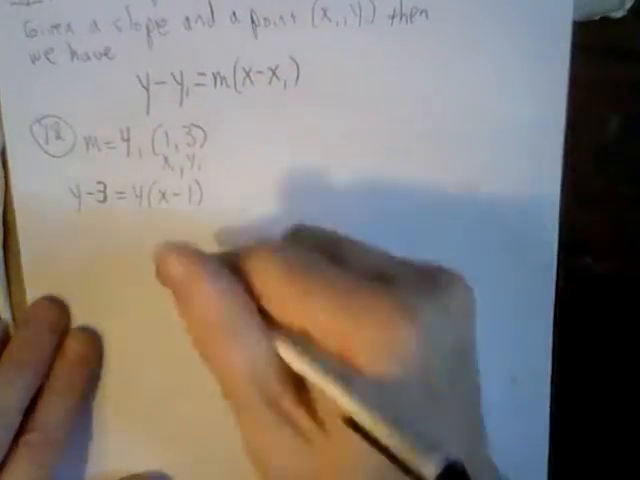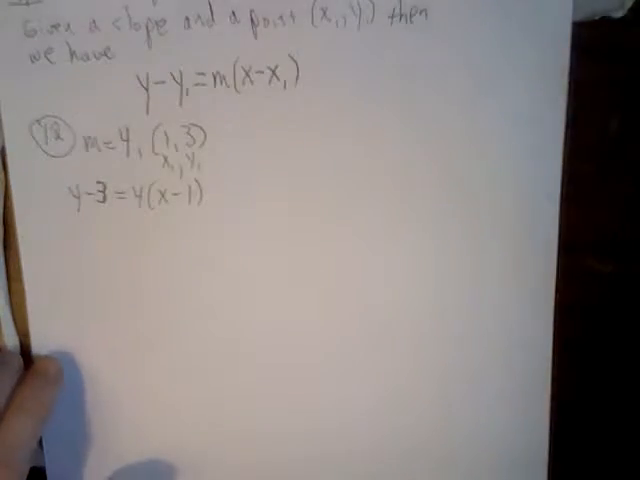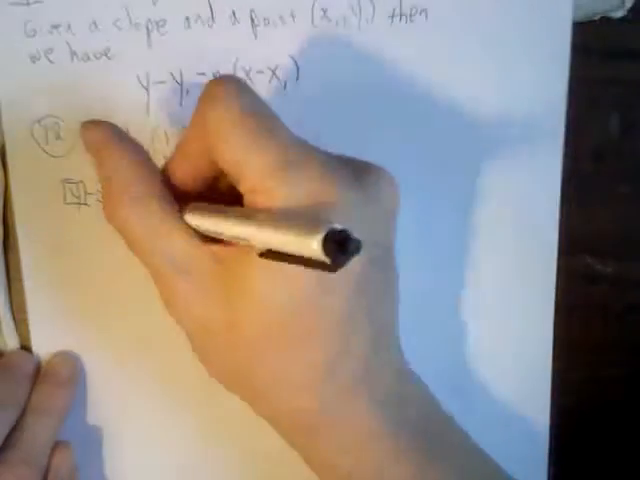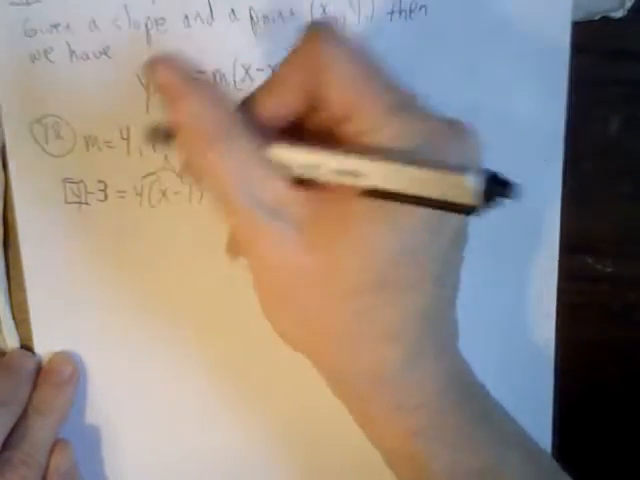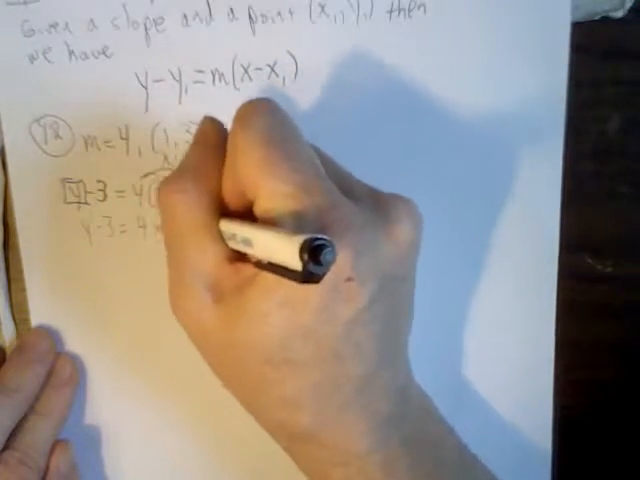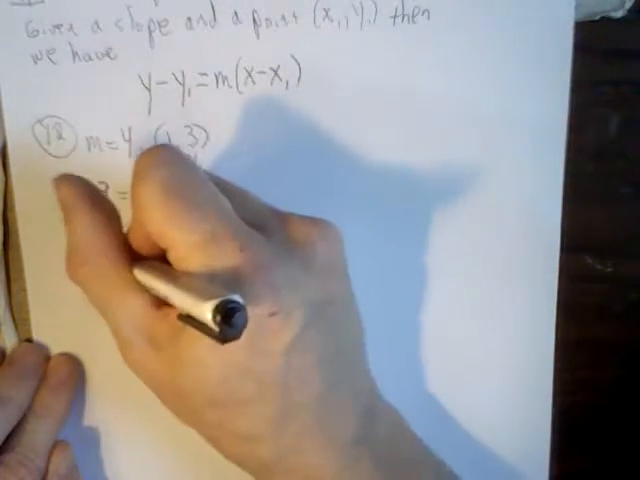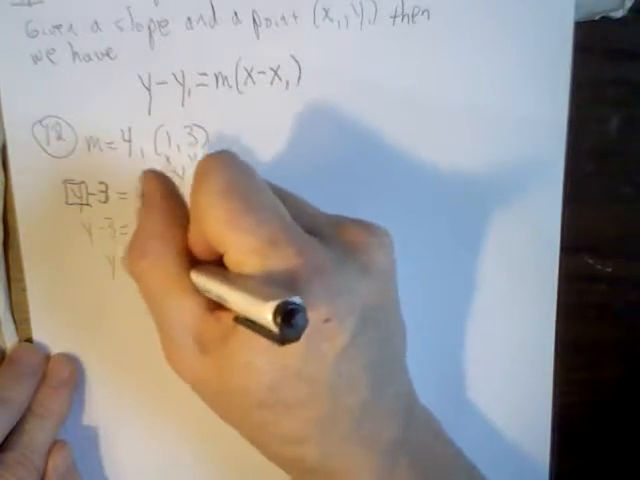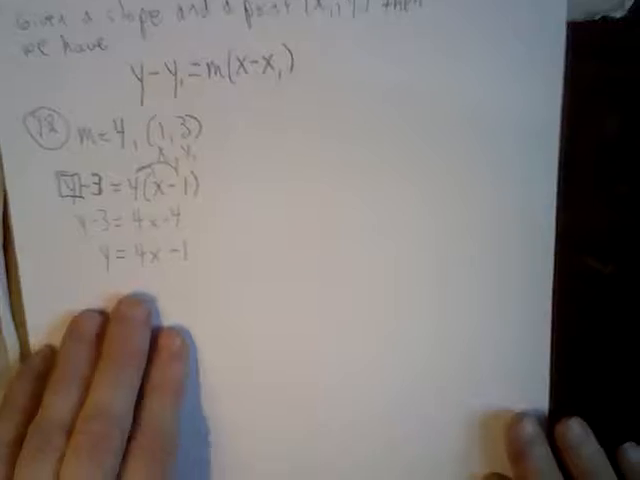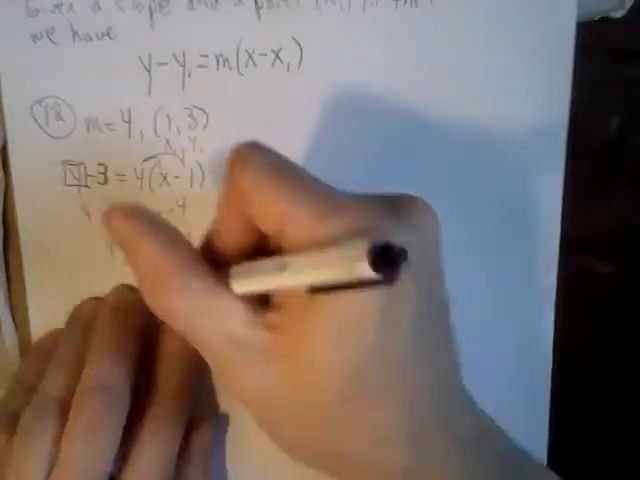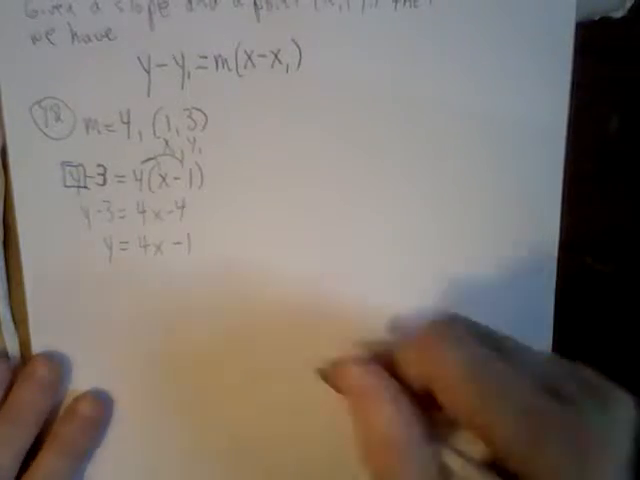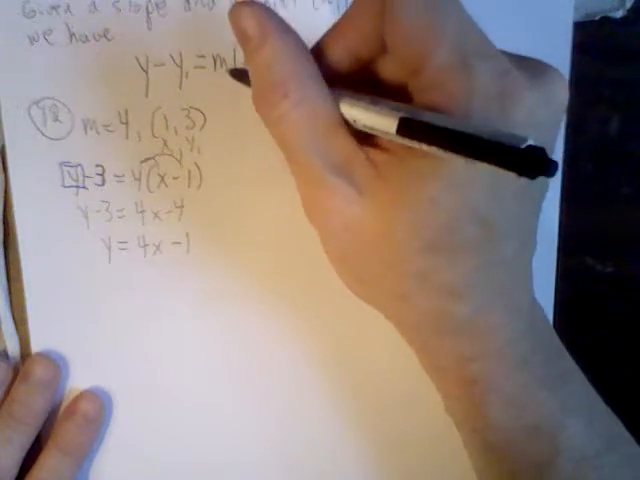Then we want to get that y variable all by itself. First I'm going to simplify. So I have y minus 3 is 4x minus 4. Then I'm going to add the 3 to the other side. So y equals 4x minus 1. This form is nicer because you can read off the slope. The slope is right here, and then this will end up being our y-intercept. So it'll be really easy to plot if we use that form.